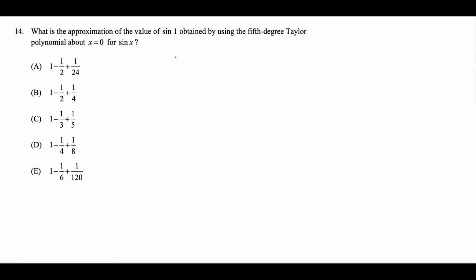So for a question like 14, this question has potential to be easy if you show up to the test knowing your Maclaurin series for simple functions like sine x, cosine x, and e to the x. So here we want to use the 5th degree Taylor polynomial about x equals 0. But just know a Taylor polynomial centered at 0 is the Maclaurin series, or Maclaurin polynomial.